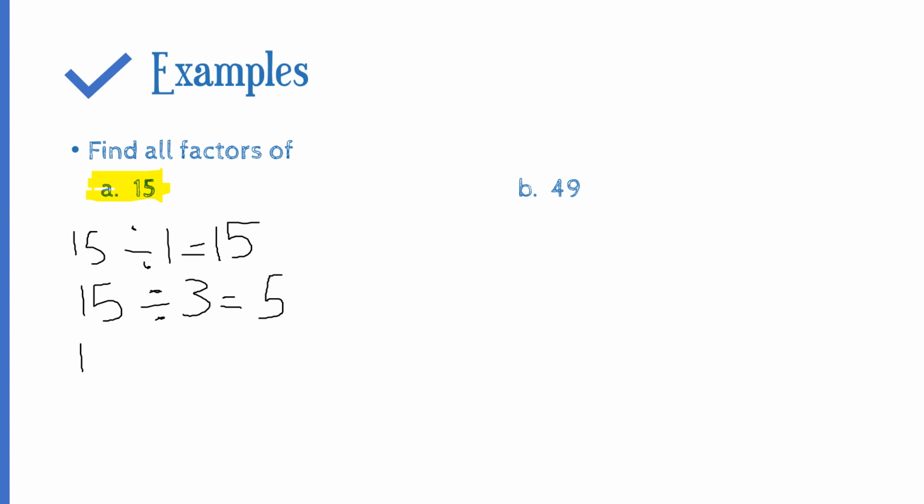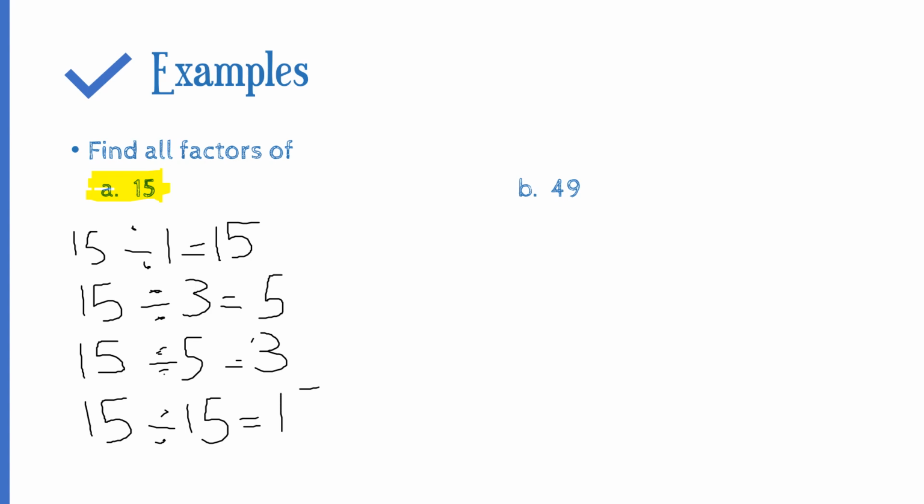Now let's check for 4. But 4 cannot divide 15, so we'll not write 4. 5? Yes, 5 can divide. 5 threes are 15. And then 6 cannot divide, 7 cannot divide, 8 cannot divide, 9 cannot divide. So only 15 can divide 15 now, because each number is a factor of itself. So it means that 1, 3, 5 and 15 are the only numbers which can divide 15.